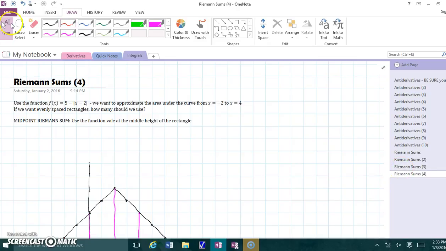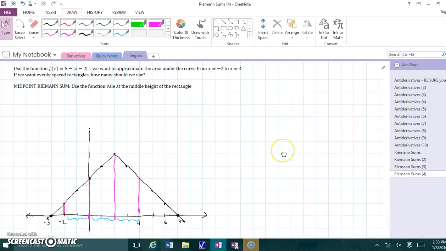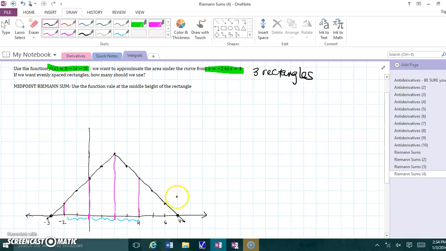And the last one. We can do left. You can do right. You can also do middle. I'm going to use the same function here. This time I want to go from -2 to 4. And this time I want 3 rectangles. And I want them to be evenly spaced. So pause the video right now and write this stuff down and draw this graph here.